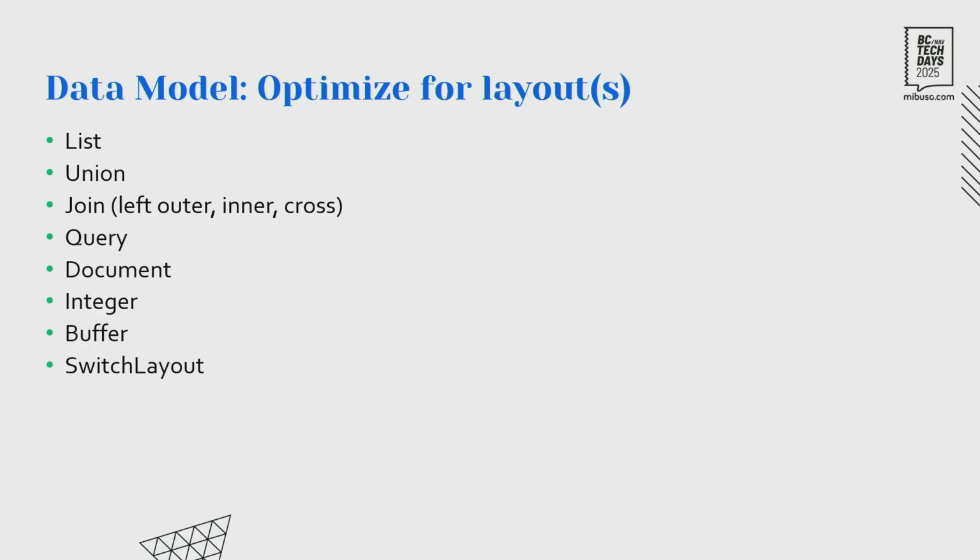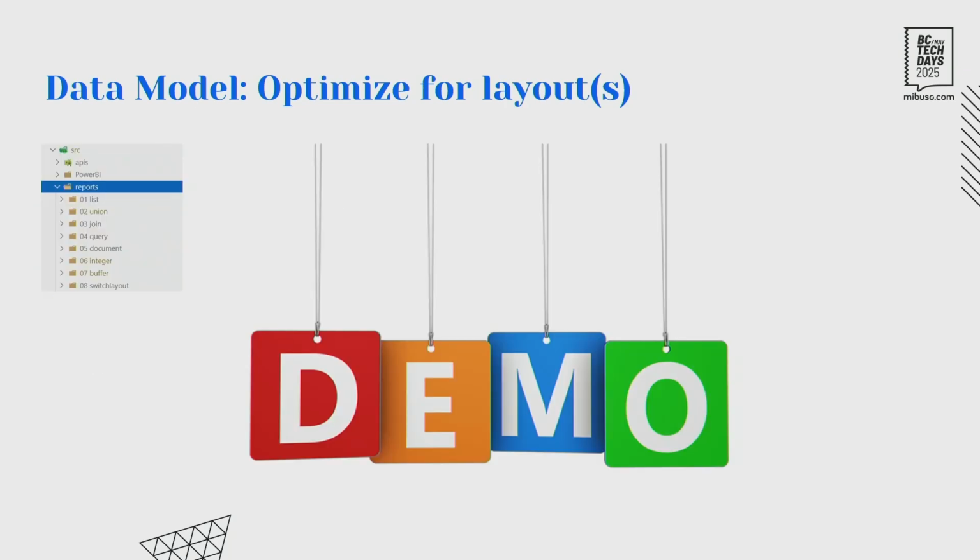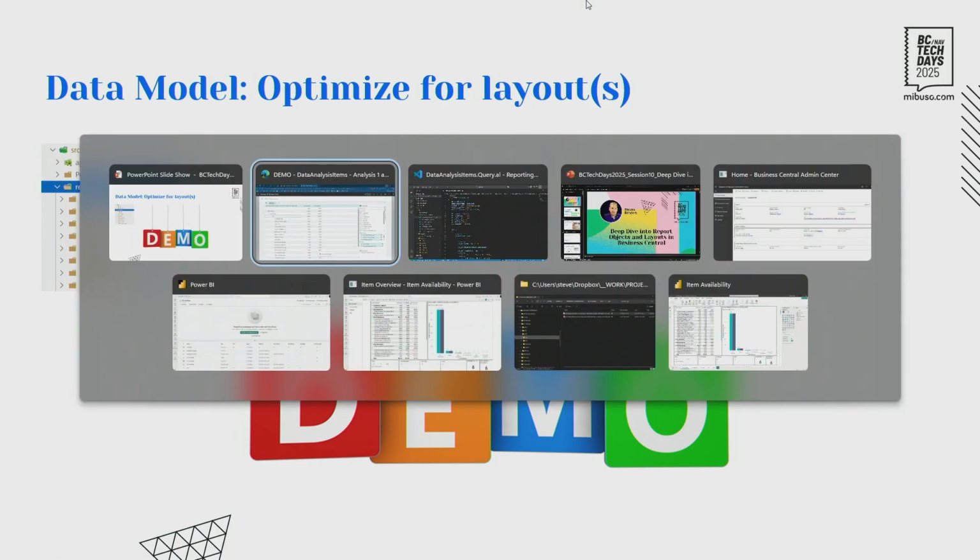A list, one table. If you have multiple tables or data items, how to do a union, how to do a join in a report: left outer join, inner join, cross join. Using a query, the data model that we typically have in documents and why that is the case. Using an integer, what might be the advantage of doing that? A buffer table, and then a simple example of being able to quickly switch the current layout of a report in code. All right, so I'm going to have a look in Visual Studio Code.